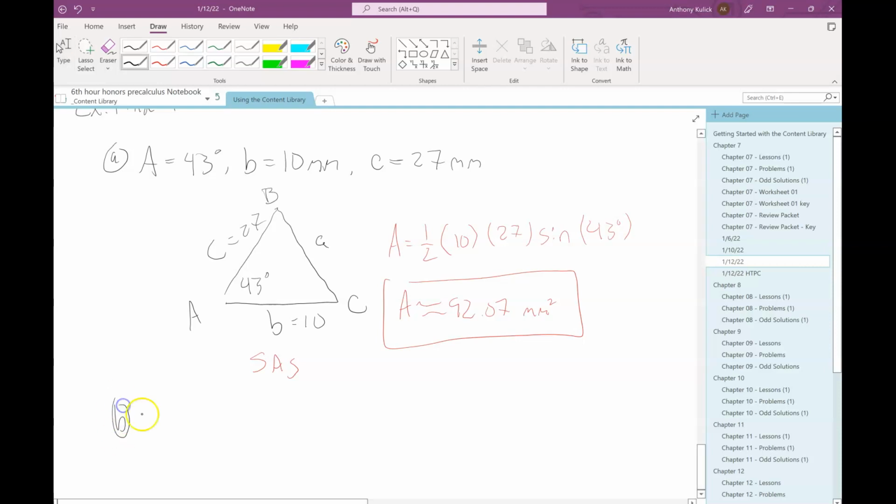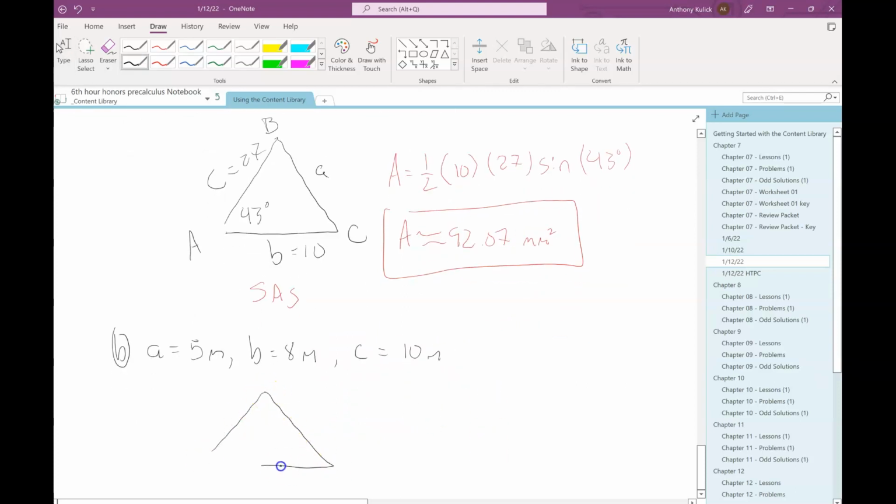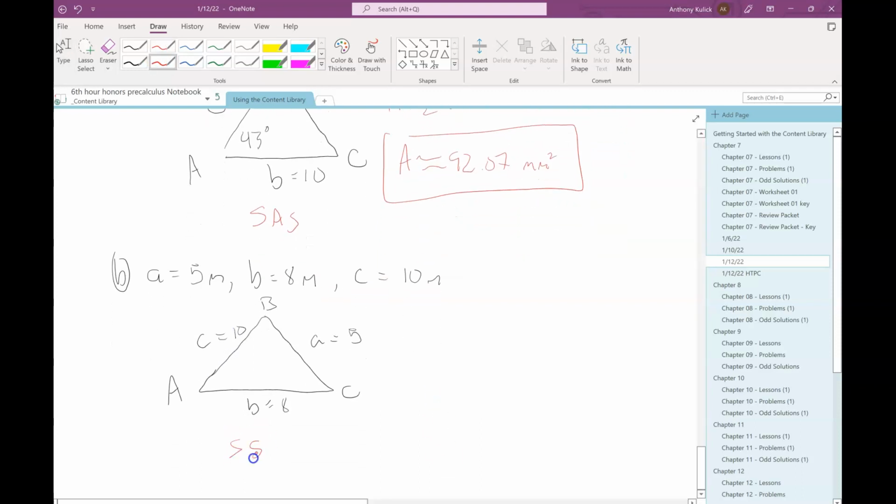Okay, one more example here. Okay, and as Evan predicted, this is side, side, side. So I can just jump straight into Heron's formula, right? Nope. I need to make sure it's a triangle first, because side, side, side doesn't guarantee it's a triangle.